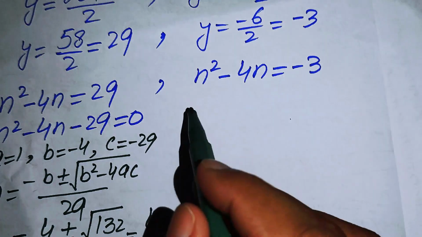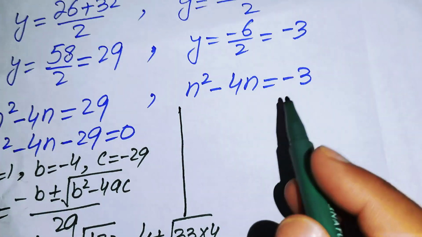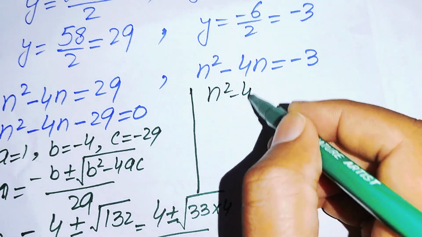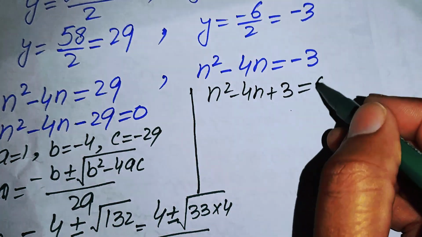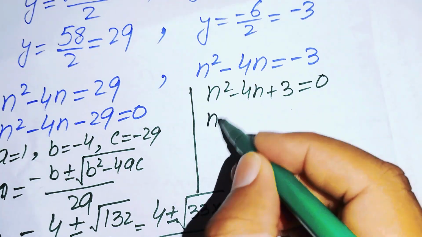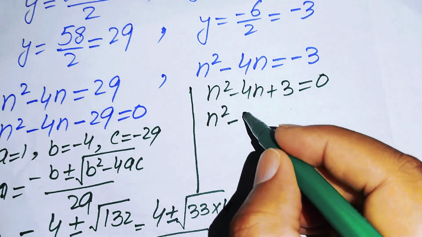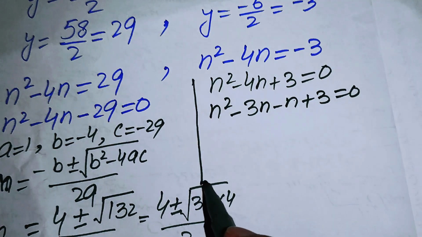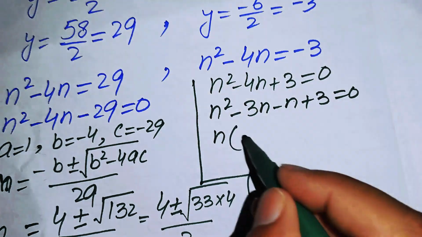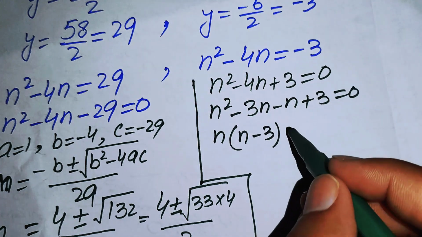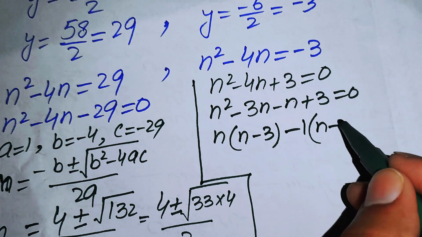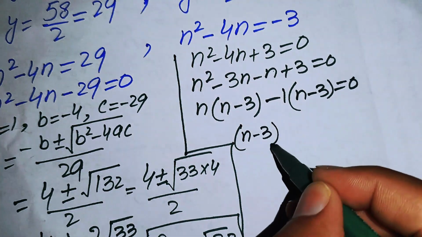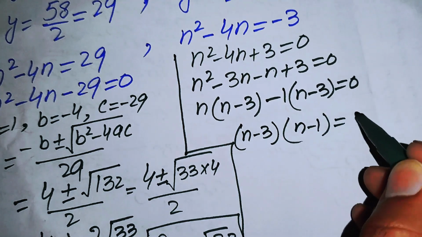So now we can solve this case here, and in this case you will move minus 3 to the left hand side, and you get n squared minus 4n plus 3 is equal to 0. And now we factor this equation, and you get n squared minus 3n minus n plus 3 is equal to 0. Here first we take common n from these terms, and you get n times n minus 3, and we take common minus 1, and you get n minus 3 is equal to 0. And we take common n minus 3 here, and you get n minus 1.